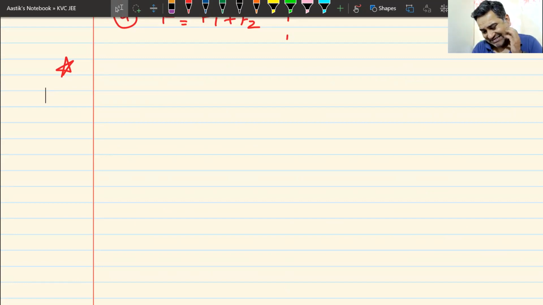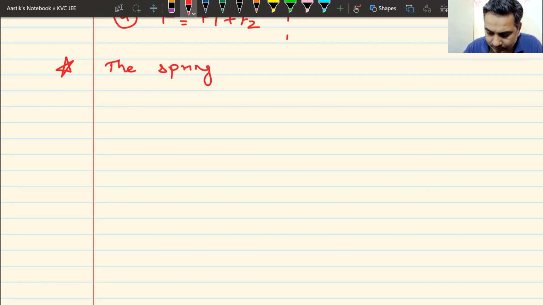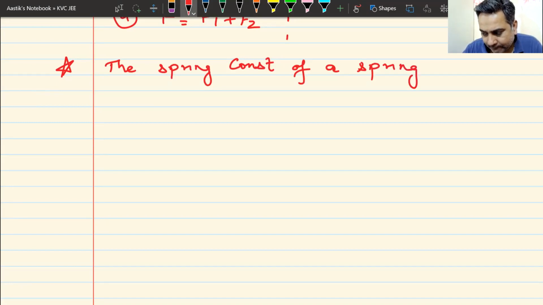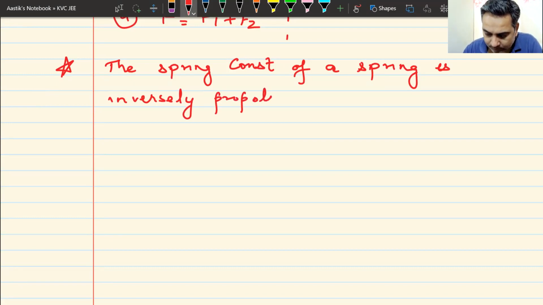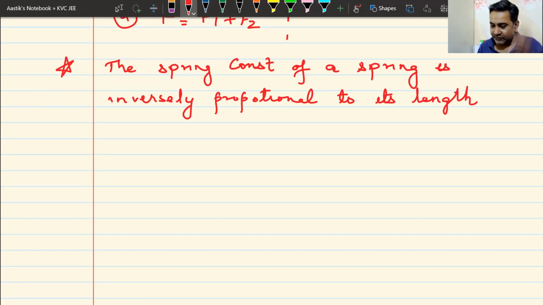So the point is like this. The spring constant of a spring is inversely proportional to its length. The spring constant of a spring is inversely proportional to its length.